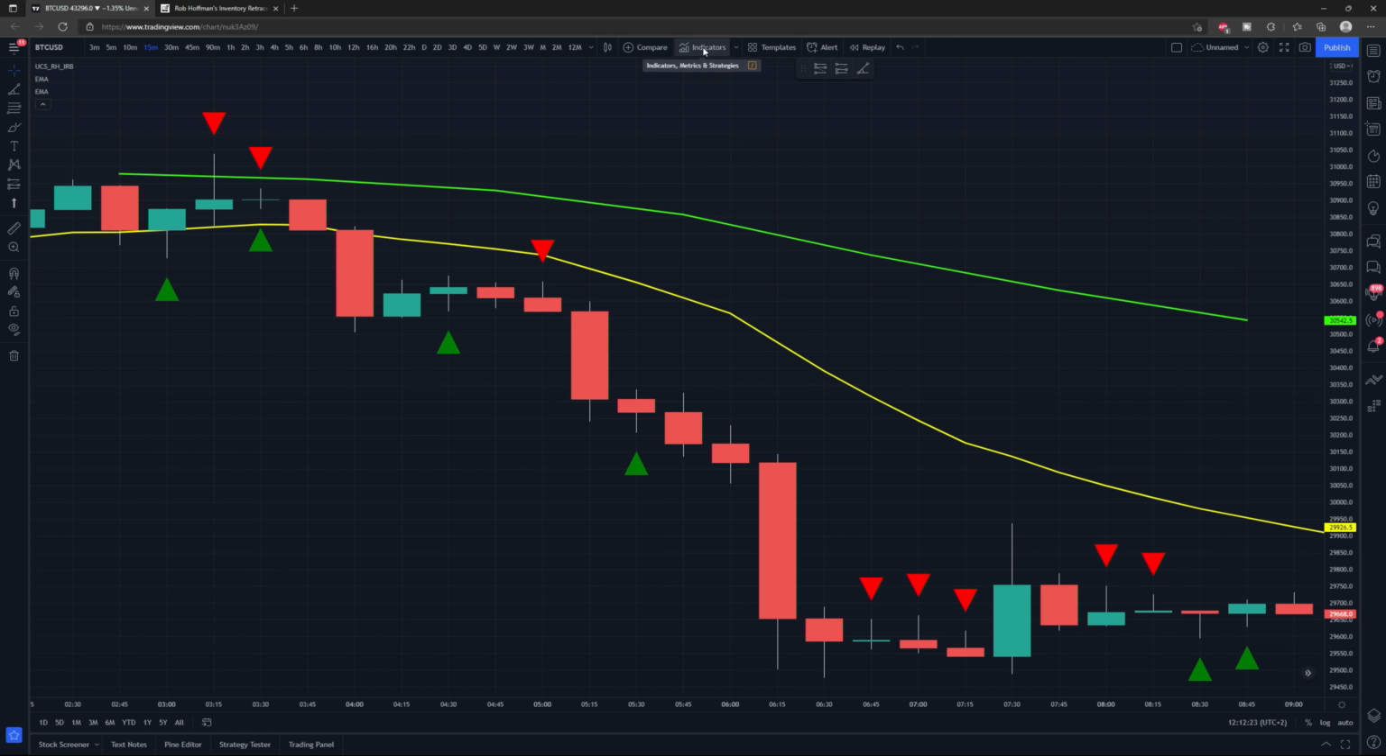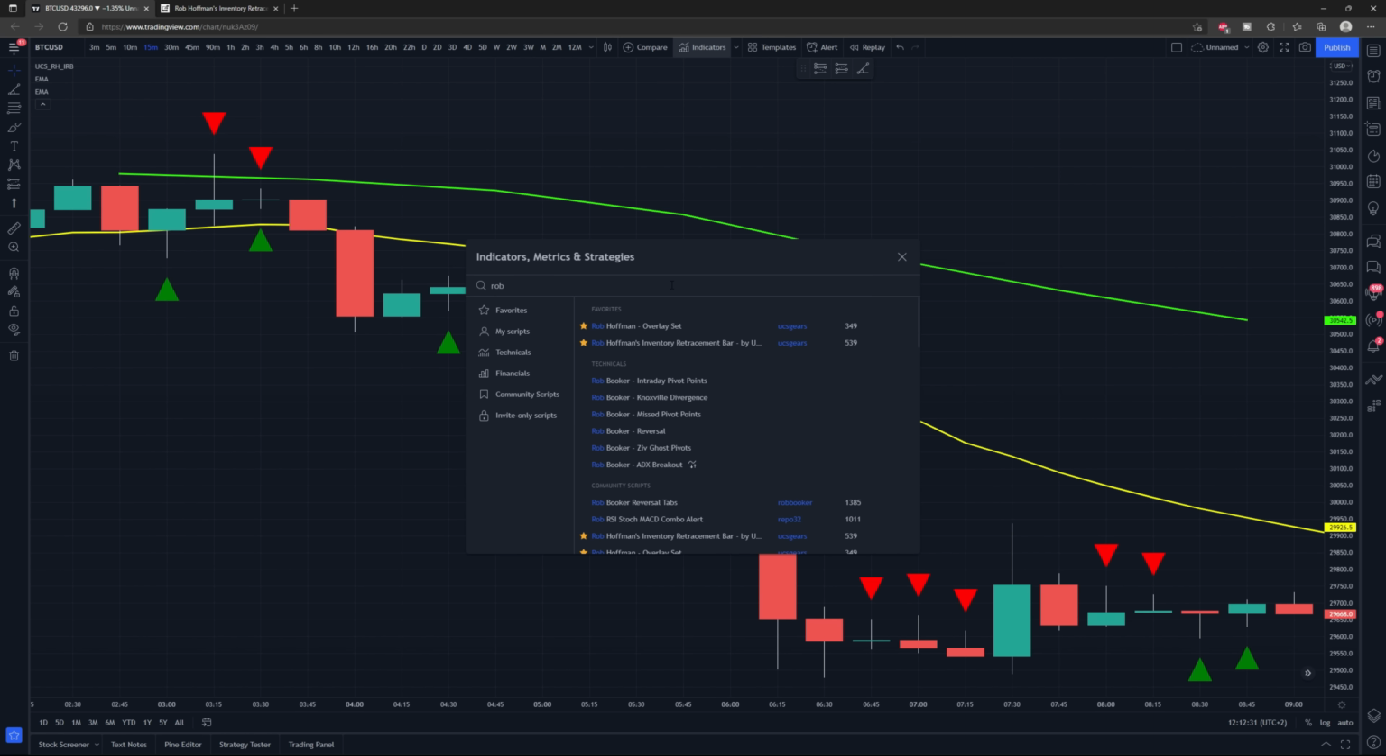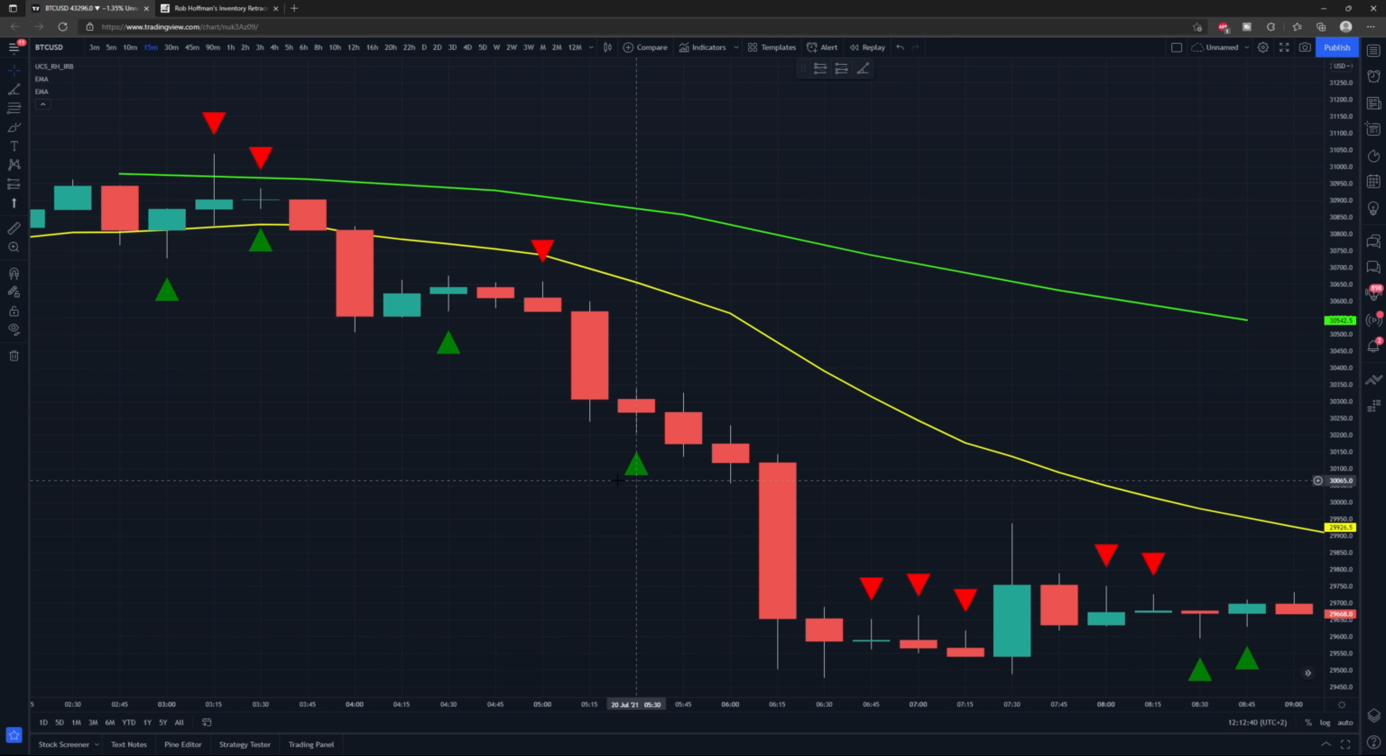To help you quickly identify the inventory retracement bars, there is an indicator that you can use on TradingView. If you type in just Rob Hoffman, then you'll see the inventory retracement bar indicator by UCS Gears. Just apply that to your chart and you'll get these red and green triangles.